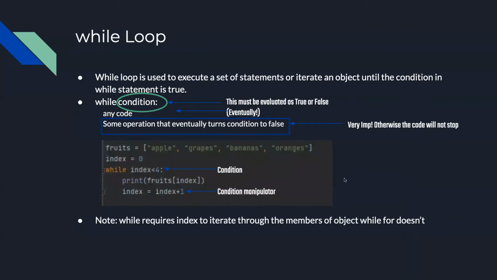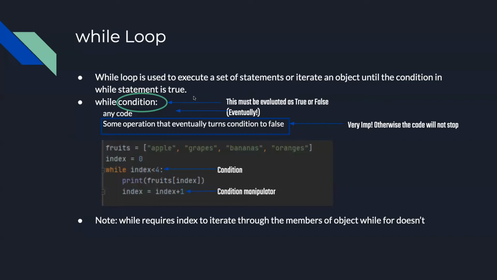So for while loops, a while loop is used to execute a set of statements or iterate an object until the condition in the while statement is no longer true. While statements are different in that they just have while condition. So you can think of it as while our condition is true, do whatever goes inside the code block there. Again, it'll end in a colon, and the code that you want to execute is indented underneath the while. The condition here must be evaluated as true or false, so we want a Boolean expression in the condition there.